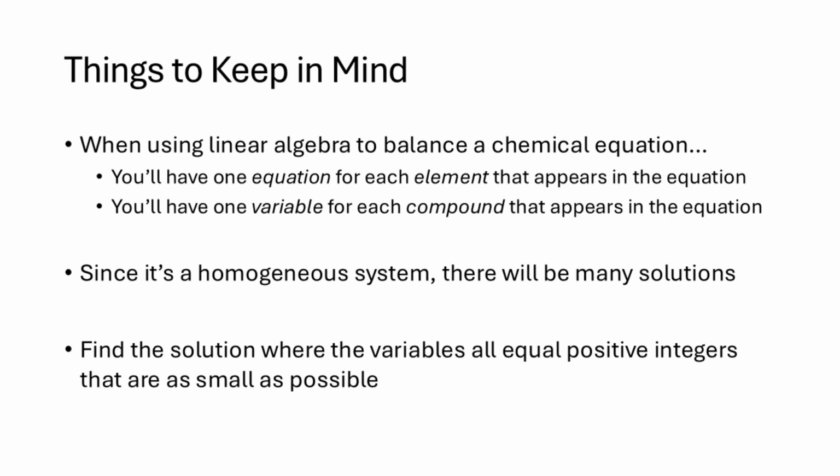The system will be homogeneous, which means that there's always going to be solutions, and you're looking for the specific solution that makes all of the variables equal positive integers that are as small as possible. So look for fractional coefficients in your general solution and find the smallest positive integer that cancels out all the denominators of those fractions to make all of these solutions be positive integers.